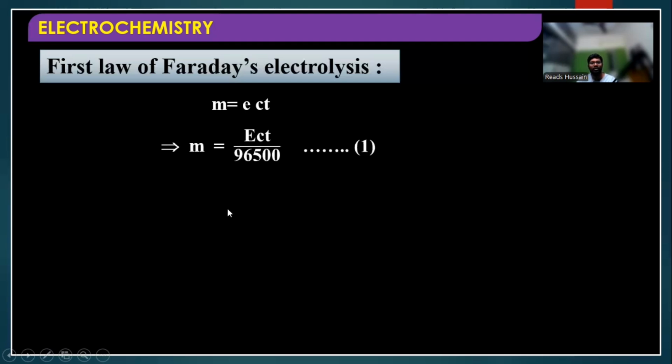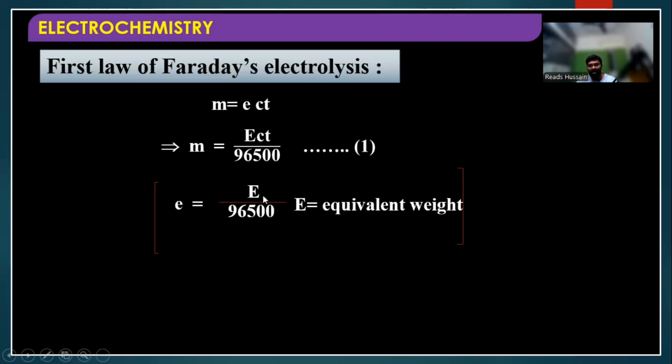Okay, don't be confused. And here one more most important formula. M can also be written as ECT by 96,500. Okay, why have we suddenly got this form? Actually, here small e is the electrochemical equivalent. This electrochemical equivalent e is equal to capital E by 96,500. Note down. Small e, that is electrochemical equivalent, is equal to E by 96,500. What is capital E here? Capital E is equivalent weight.